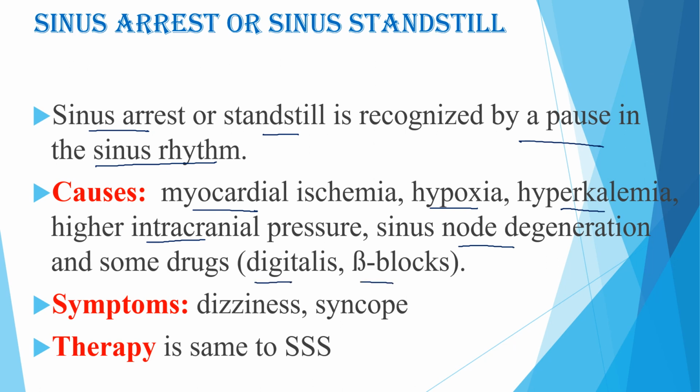As you know, myocardial ischemia or myocardial infarction causes damage to the myocardium. Hypoxia means decreased oxygen level in the cell or tissue. Hyperkalemia means increased serum potassium level. And high intracranial pressure, that is increased ICP. Then sinus node degeneration and drugs like digitalis and beta blockers. A beta blocker is an antihypertensive which also reduces the heart rate.